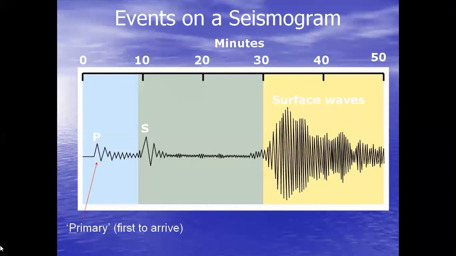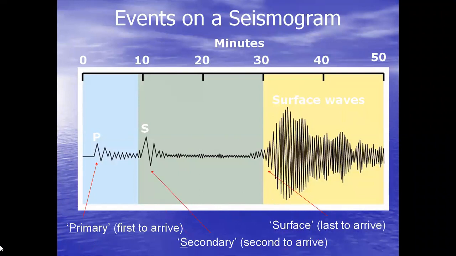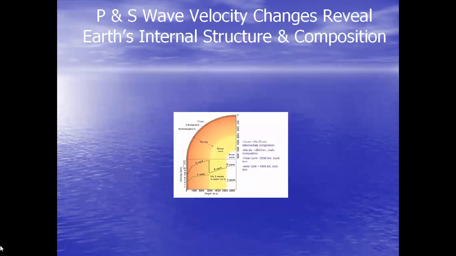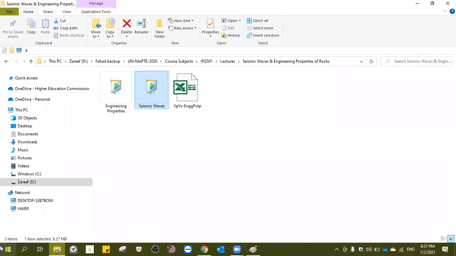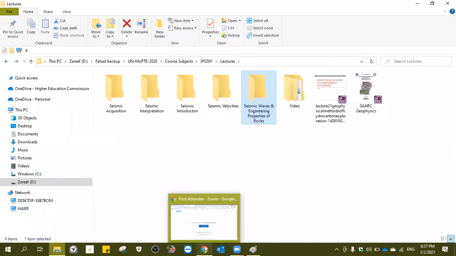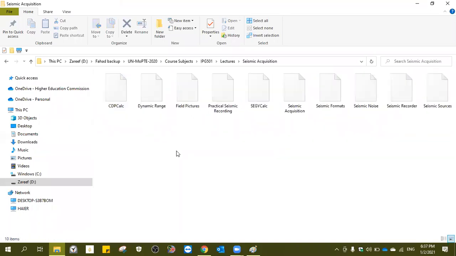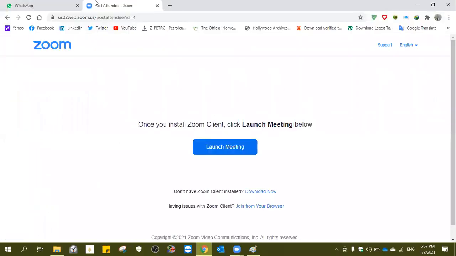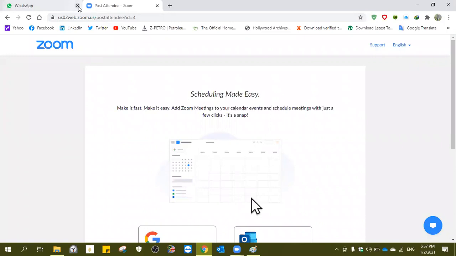We have first arrivals, primary waves, then S waves, then surface waves, which are completely destructive waves. So what are basically the sources? You can say the vibrator, or explosive material. I'm going to show you in Google.